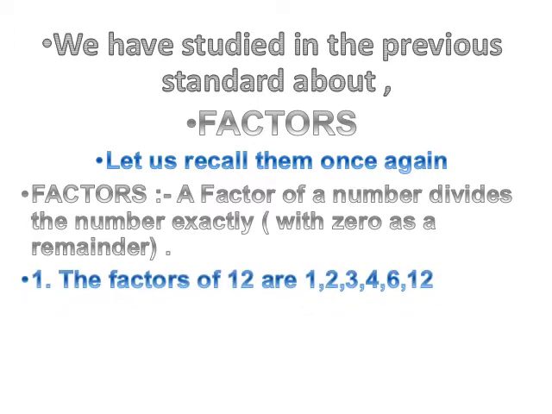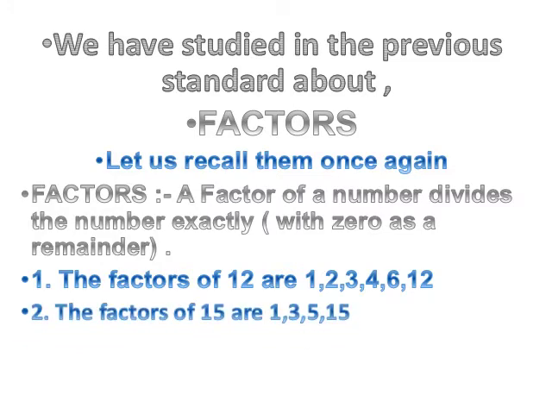See here. The factors of 12 are 1, 2, 3, 4, 6 and 12. When you divide 12 by 1, the remainder is 0. When you divide 12 by 2, again the remainder is 0. When you divide 12 by 3, again the remainder is 0. Therefore, these numbers are the factors of 12.